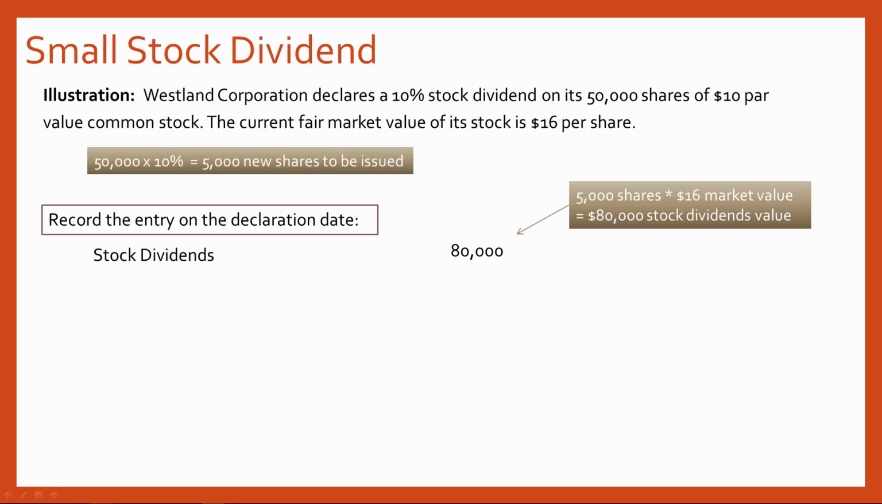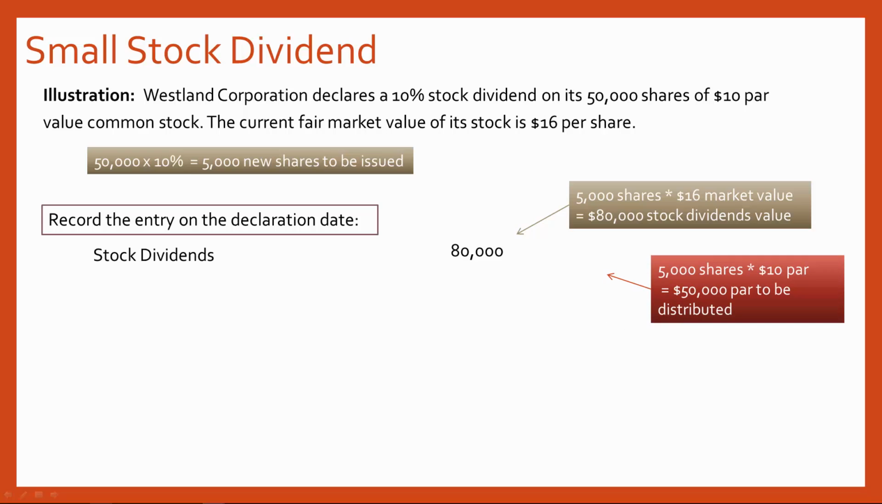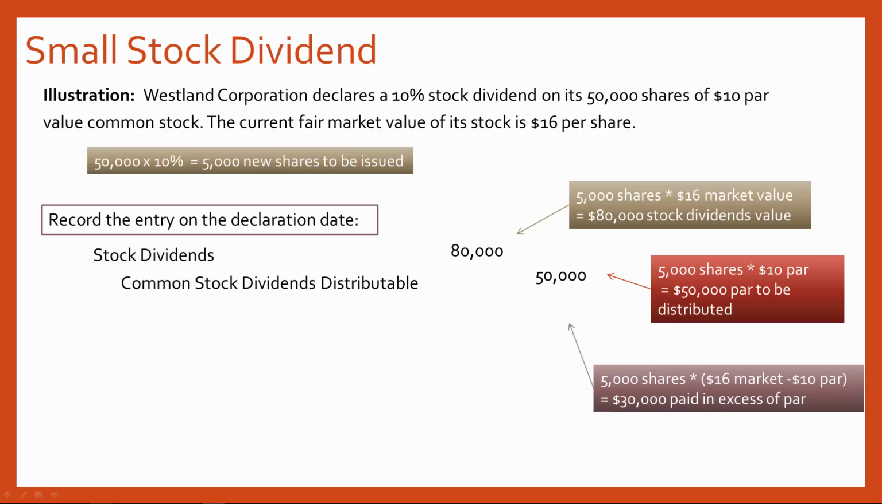Now we need to take that $80,000 and split it between the par value and the amount in excess of par. Since our shares have a $10 par value, the 5,000 shares at $10 par each comes out to $50,000. That is the par value of the shares that are going to be distributed to shareholders, and we credit it to an account called Common Stock Dividends Distributable, meaning these are the stock dividends that we are going to distribute to the shareholders. The remaining $30,000, the amount in excess of par, gets credited to paid-in capital in excess of par for common stock.